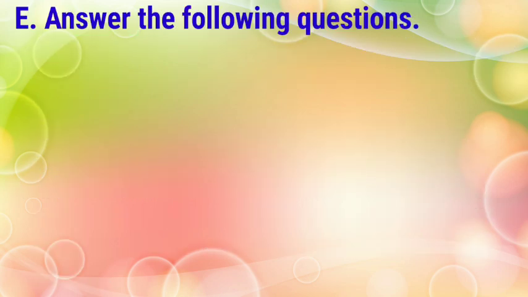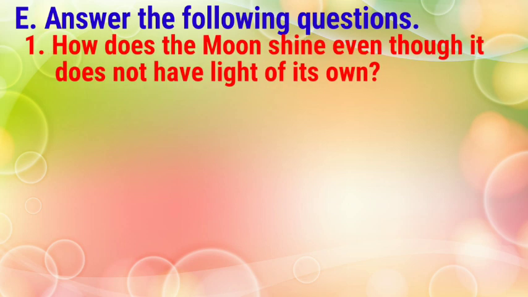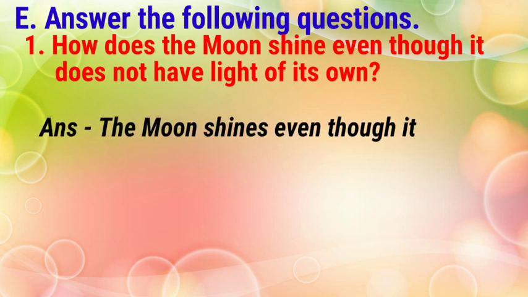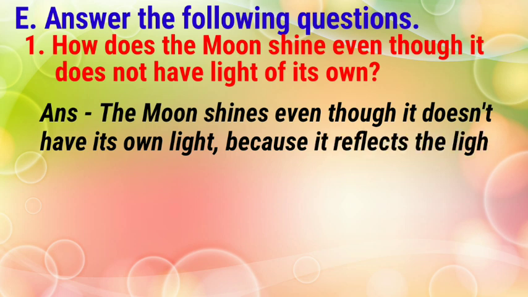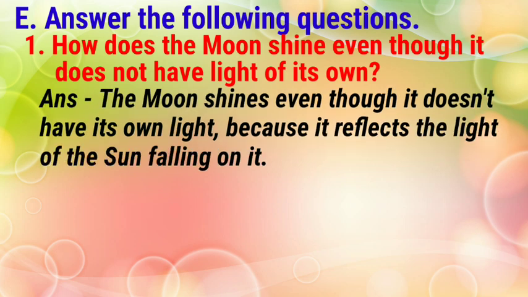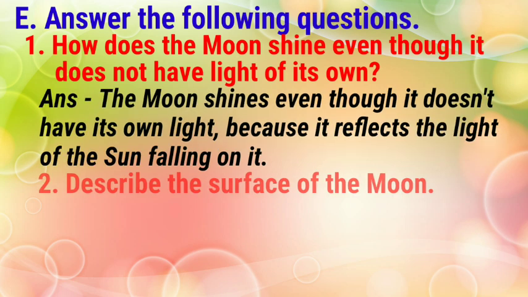E. Answer the following questions. 1. How does the moon shine even though it does not have light of its own? Answer. The moon shines even though it does not have its own light because it reflects the light of the sun falling on it.